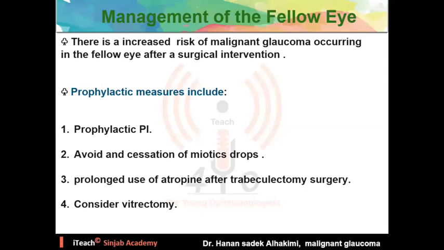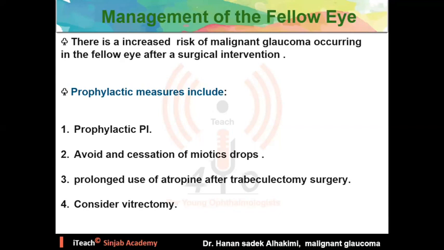Yes. Okay. We were saying that you have to know that any patient with malignant glaucoma in one eye has an increased risk of having malignant glaucoma in the other eye after any surgical intervention. So prophylactic measures should be taken. Prophylactic BI, avoid and stop any miotic drops. You have to prolong the use of atropine after trabeculectomy surgery, and you have to consider vitrectomy.